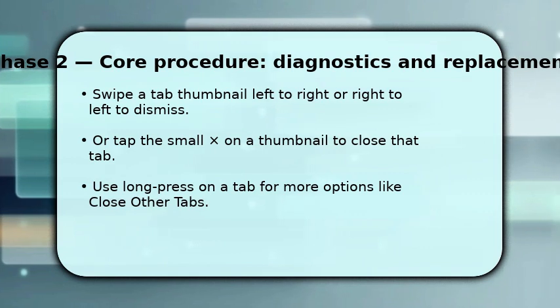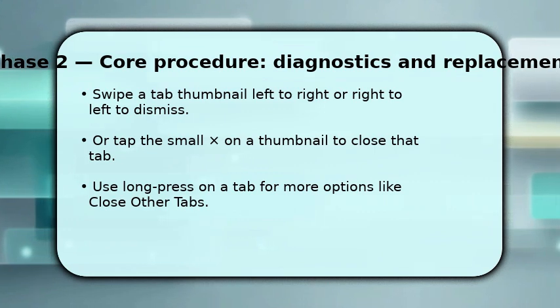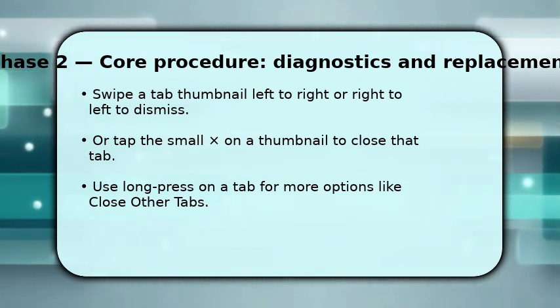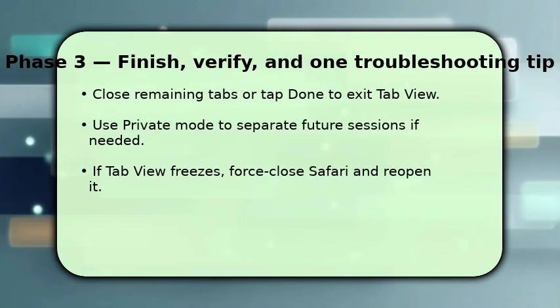If you need more control, long press the thumbnail to reveal options such as close other tabs or close tabs to the right. These help when you have many tabs and want to prune faster. Use the long press only when you know which tabs to keep, because bulk closures are irreversible in this view. After closing the unwanted tab, continue removing others or simply tap Done to return to the active web page.